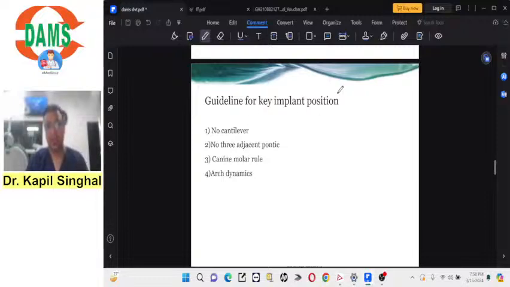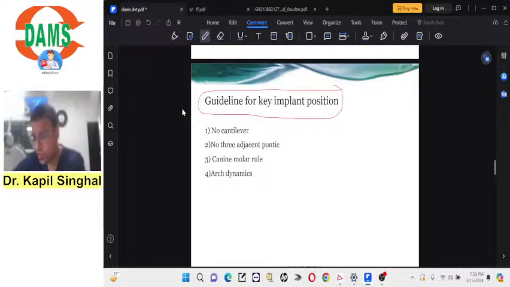That is the key implant positions. So a very important part. Now they have started giving you questions or MCQs. Suppose there is a patient with missing 4 teeth. So how many implants you need to place and at what position you want to place? So there are 3 principles to remember. First principle is no cantilever. It means over implant you cannot give cantilever.